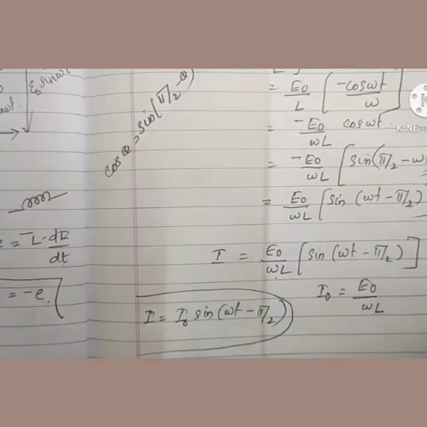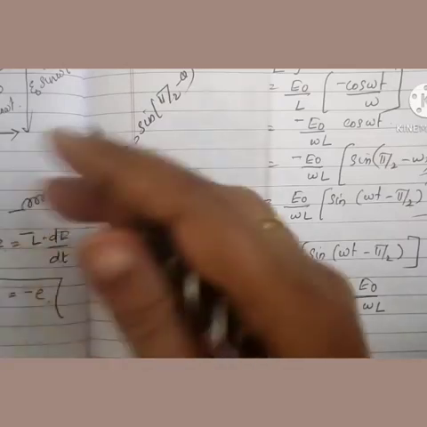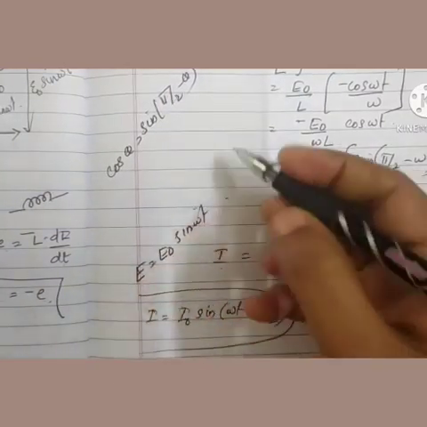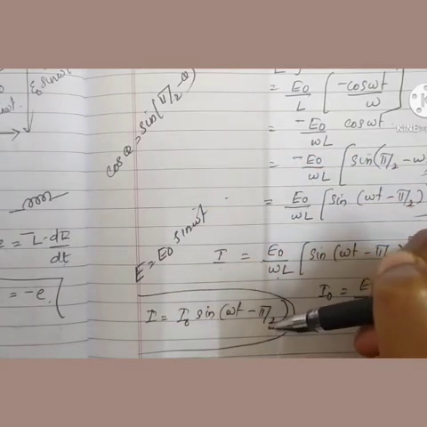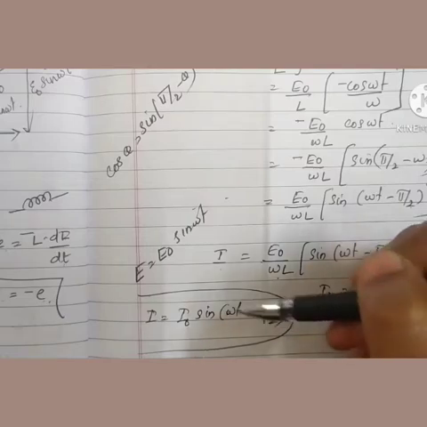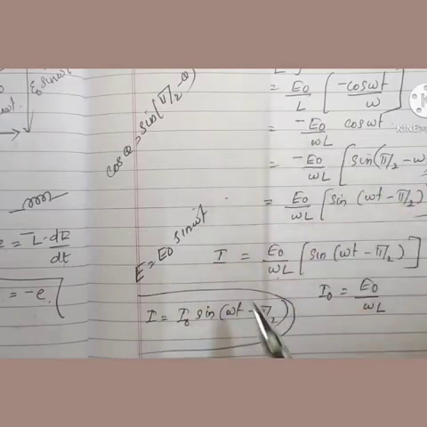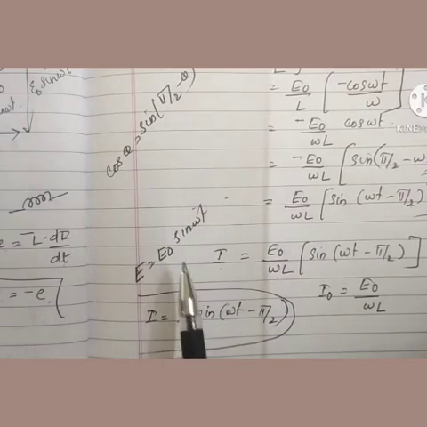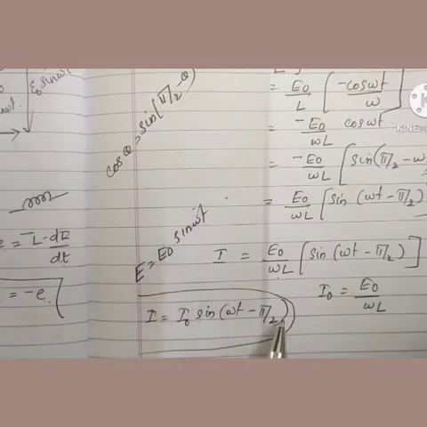So what does this expression mean? The EMF for this circuit is E is equal to E0 sine omega t. Now you got the expression as I0 sine of omega t minus pi by 2. Clear? So there is a phase difference. What is the phase difference? You can see that the current lags behind the EMF. Current is lagging behind the EMF or voltage by a phase angle of pi by 2.